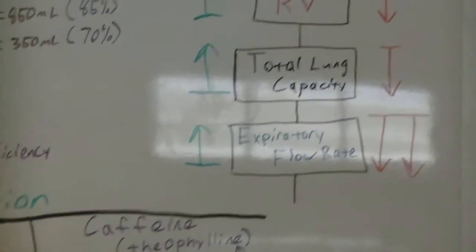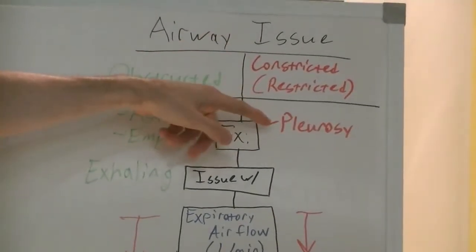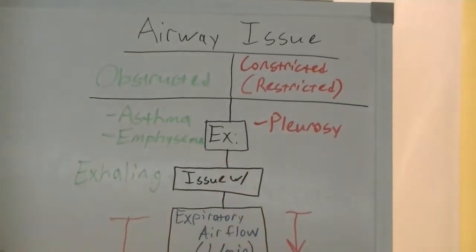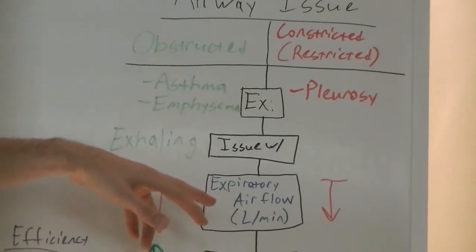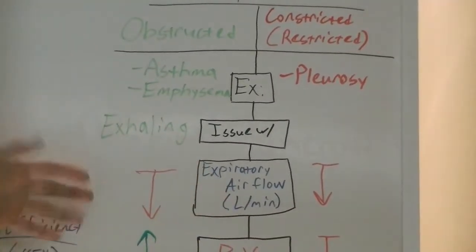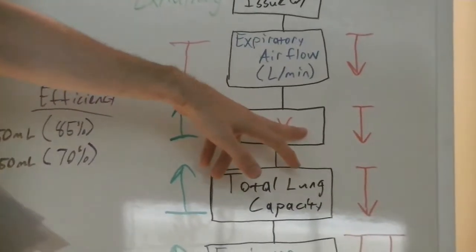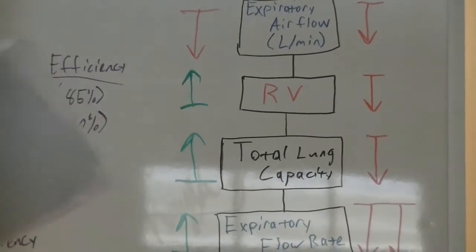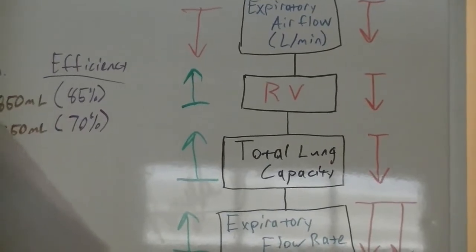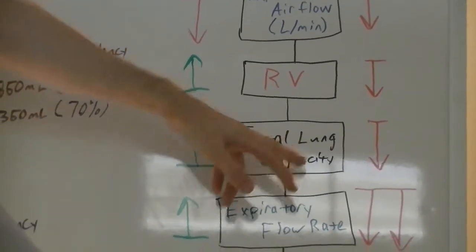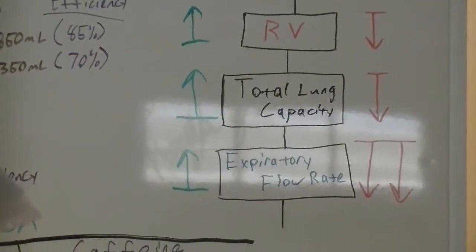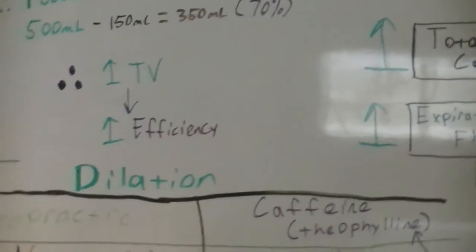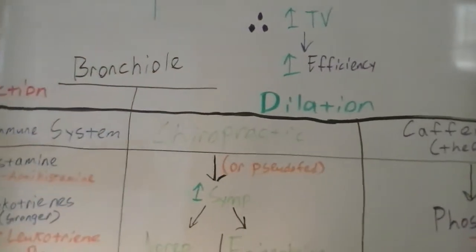Constricted, aka restricted airway issue. One of those would be pleurisy. That's an example, and I forgot to write it up there, but with that you have an issue with expanding your lungs, okay? And that's going to result in a decreased expiratory airflow rate as well. In this case, you're going to decrease your residual volume. You're not getting as much air in, you're not getting as much air out. You're almost cutting it off completely, or at least a lot. And you're going to decrease your lung capacity, and you're really going to decrease your expiratory flow rate for that one.